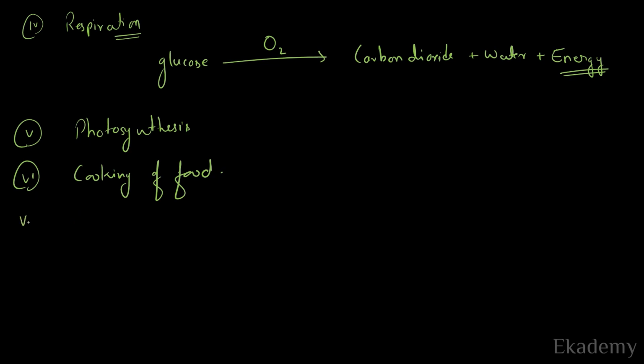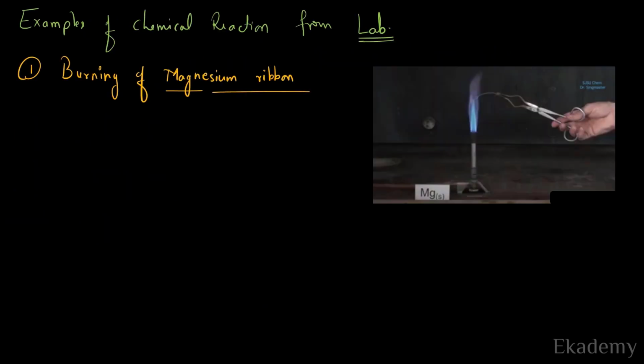The process of digestion is also a chemical reaction. Lots of chemical reactions take place during the process of digestion, so we can say that it is also an example of chemical reaction. So these are a few examples that we may or may not encounter in our daily life, but it is happening around us. Okay, so now we're going to see some examples of chemical reactions that we can or may perform in lab.